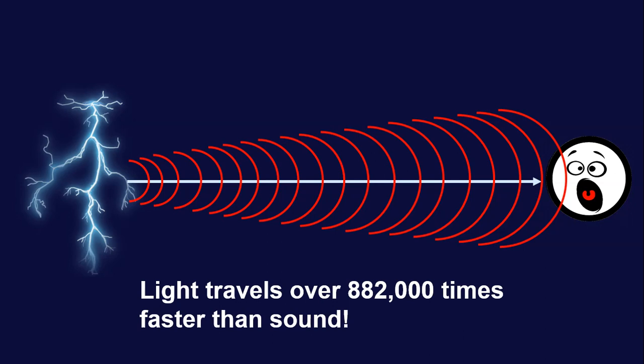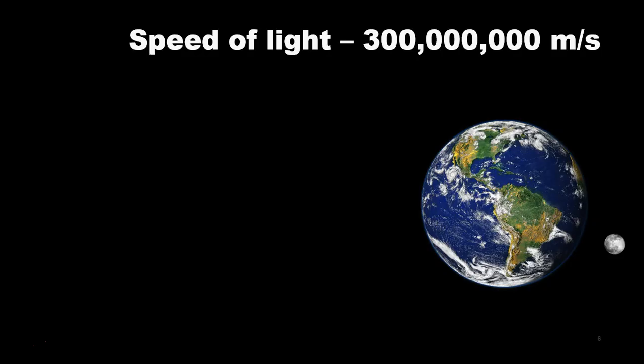And the reason is because sound is way slower than light. Light travels over 882,000 times faster than sound. It's an insane comparison. Light is ridiculously fast. All right, so at the speed of light, let me give you a few things you can do. Hopefully this will help you understand how fast light is.